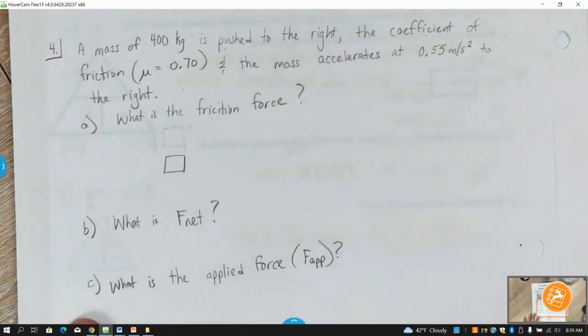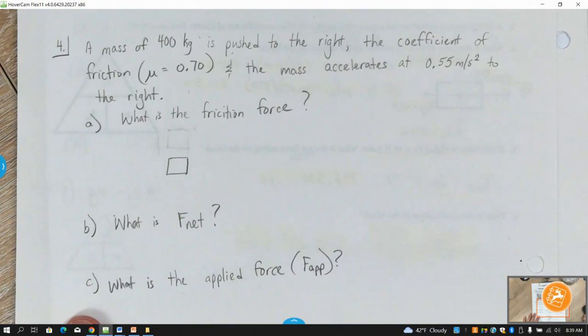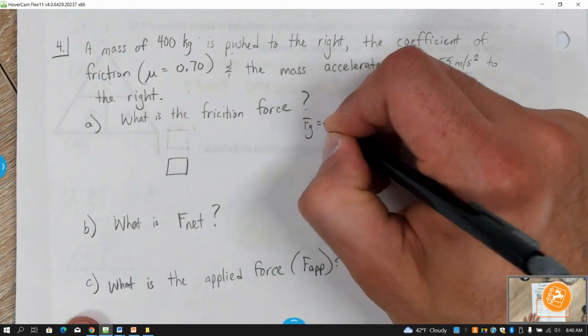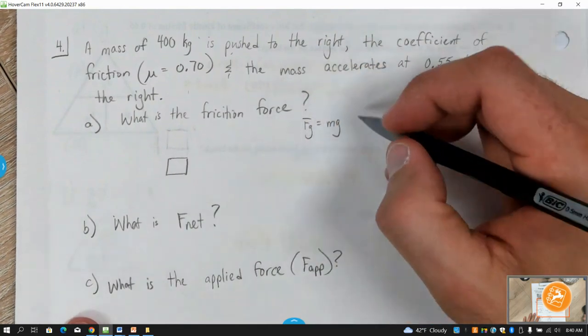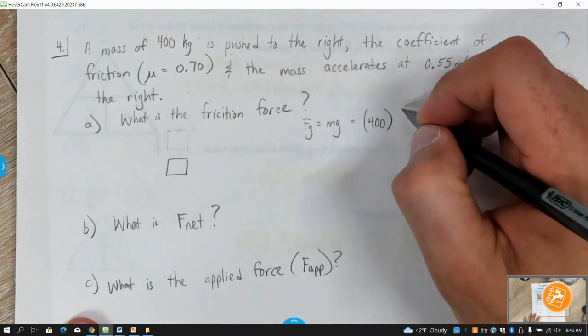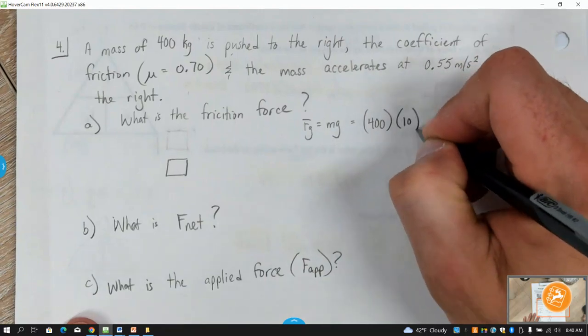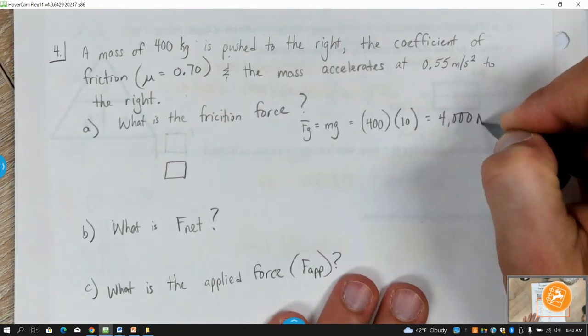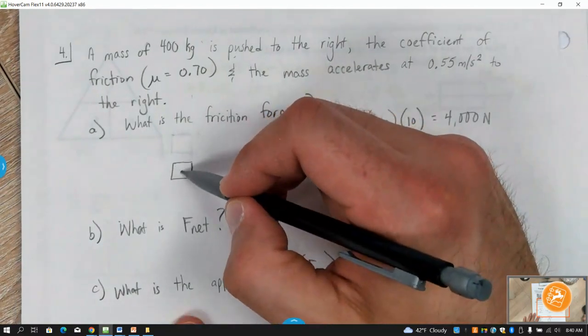All right. So guys, am I given mass? If you're given mass, what should you do? Find FG, 100%. That should be my first step. FG, mass times gravity, 400 times 10. And that's going to give me a weight here of 4,000 newtons. And then I'm going to draw that guy in.